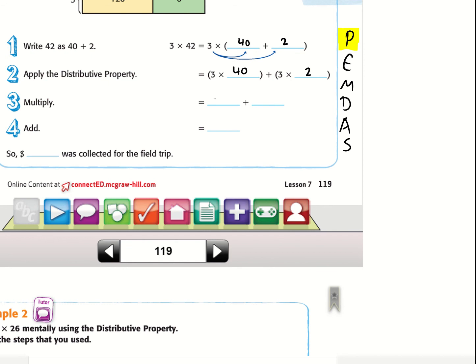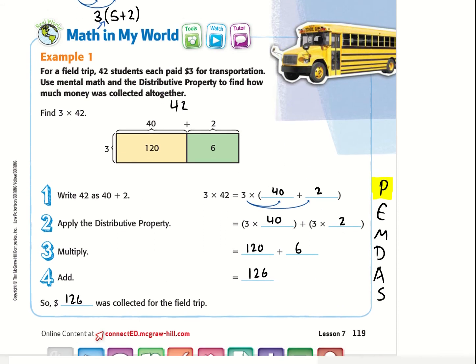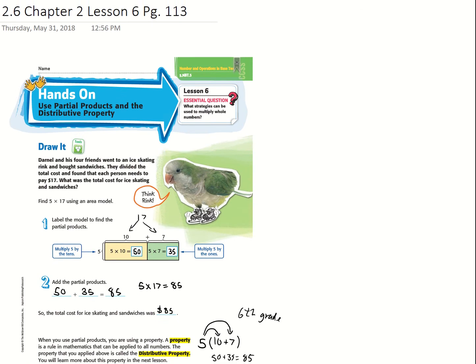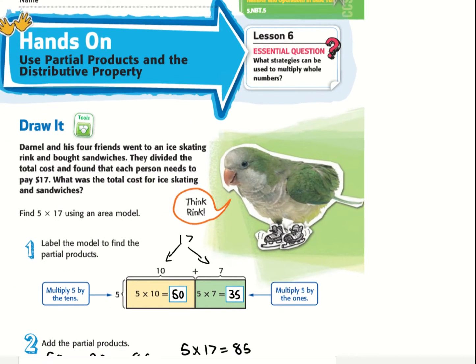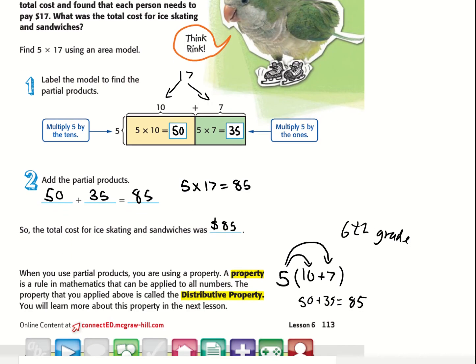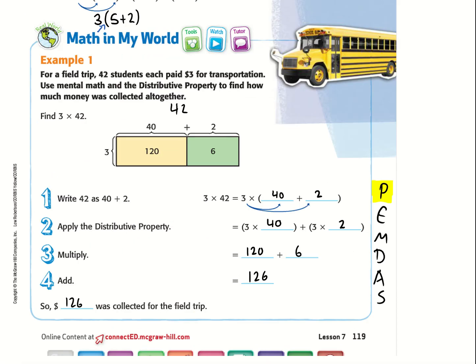So 3 times 40 is going to equal 120, plus 3 times 2, which equals 6. So we have the final answer of 126. So $126 was collected for the field trip. So the distributive property, that's very similar to lesson 6. How we're pretty much doing the same thing, except for instead of using the area model, we use this right here.